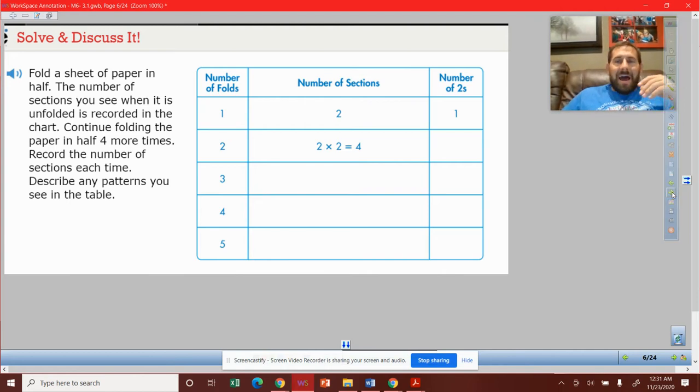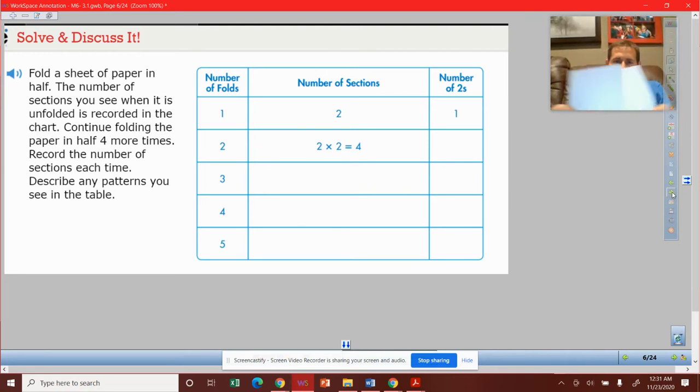So I've got a sheet of paper. If I take it and I fold it once, I have two sections, right?